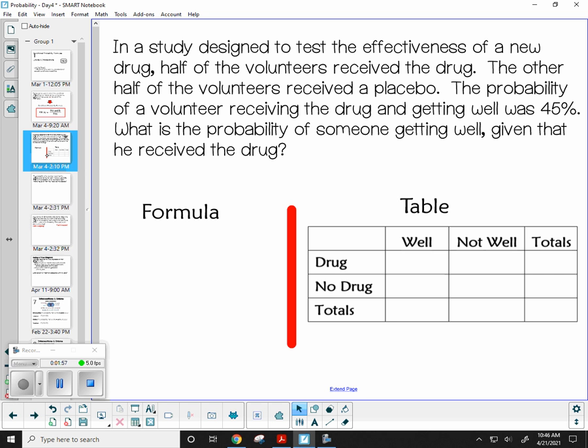So let's think about the table first. So we know it says half of the volunteers received the drug, half received the placebo, right? So my totals for the drug is going to be 0.5 and 0.5. We don't have to half. Which we know then that total is 1, right? Right now it says the probability of a volunteer receiving the drug and getting well is 0.45. So I know this cell here has to be 0.45.